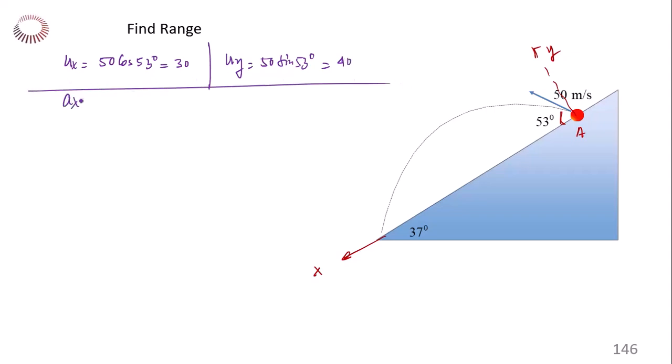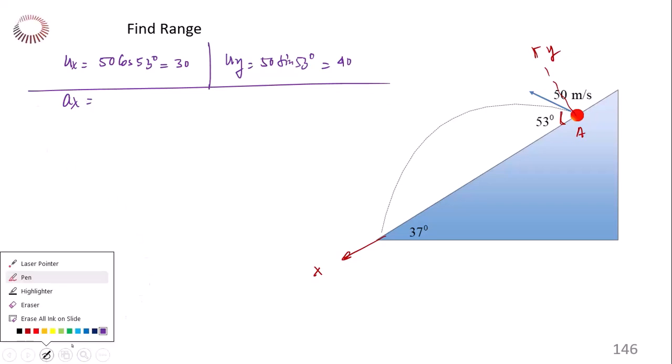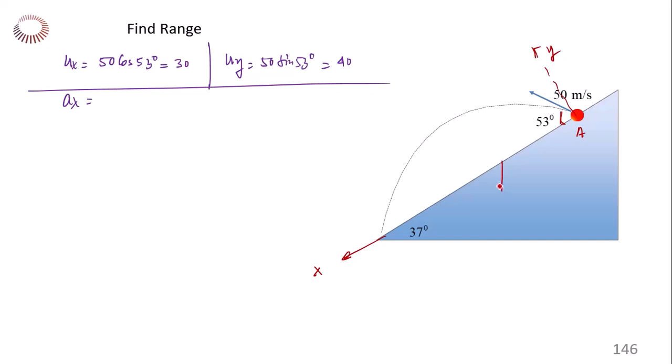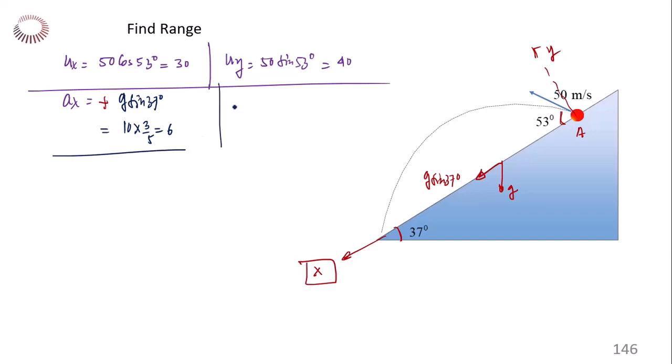Now Ax. What is Ax? Ax is the acceleration. Now if I take the component of G, so this is G acting down. The component of G will be along the x-axis, and now it becomes positive. What is that component? If this angle is 37 degrees, that is G sin 37. So Ax becomes positive. That is the difference. Why? Because it is aligned along the x direction. G sin 37 is 10 into 3 by 5, that means 6.